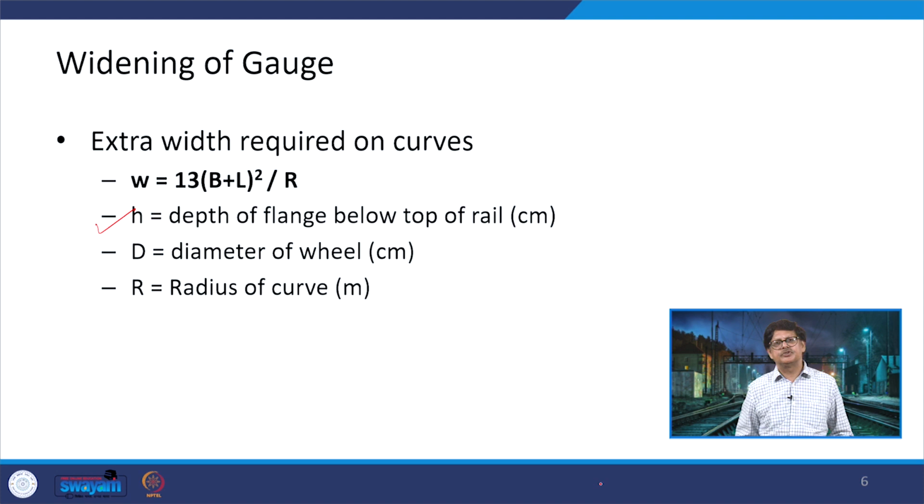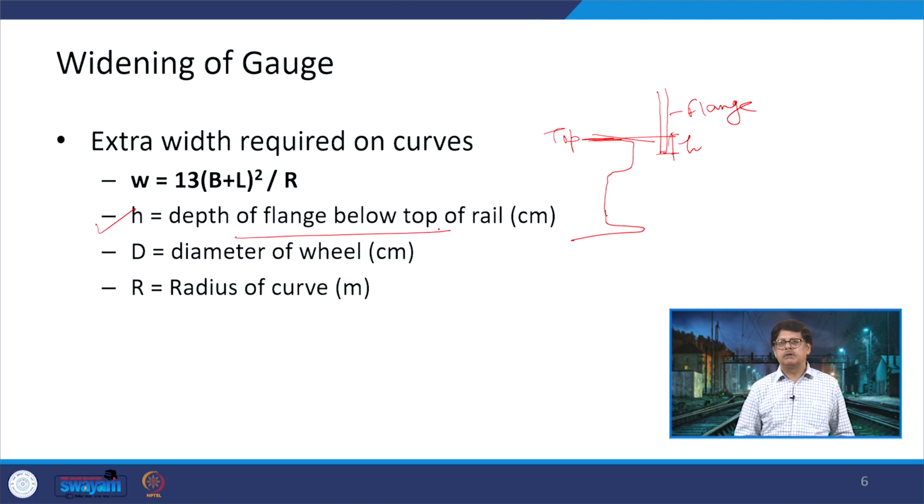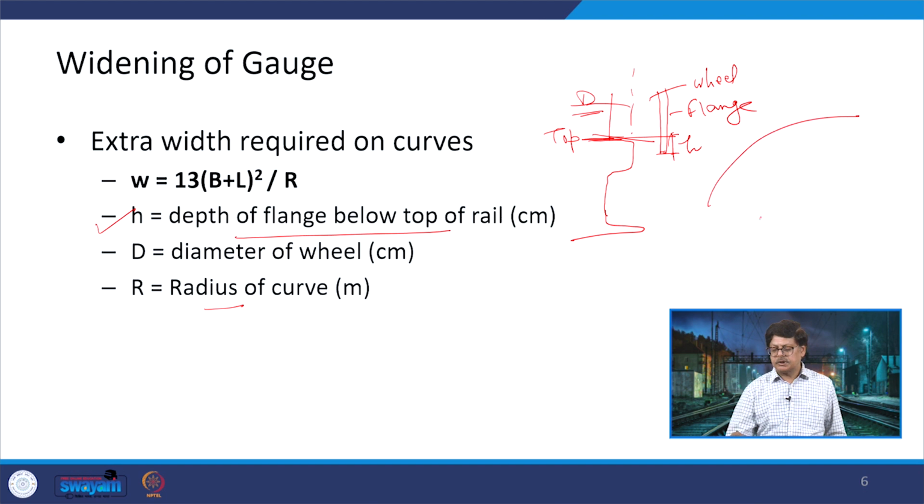So, h here is the depth of the flange below the top of the rail. We have already discussed it. So, if a rail section is here, this is the top of the rail, and when the wheel is moving on the top of this rail, how much is this distance? So, this is a flange. This is the distance which we are talking about here, h, the depth of the flange below the top of the rail. D is the diameter of the wheel. So, you have a wheel here, the average diameter. So, we are talking about the diameter of the wheel, and R is the radius of the curve, because everything is happening with respect to the curve. So, whatever is the radius, that radius is what we are talking about here.